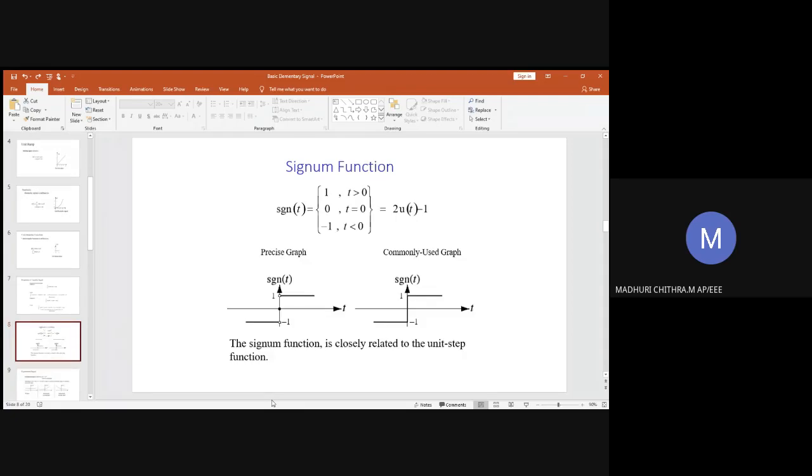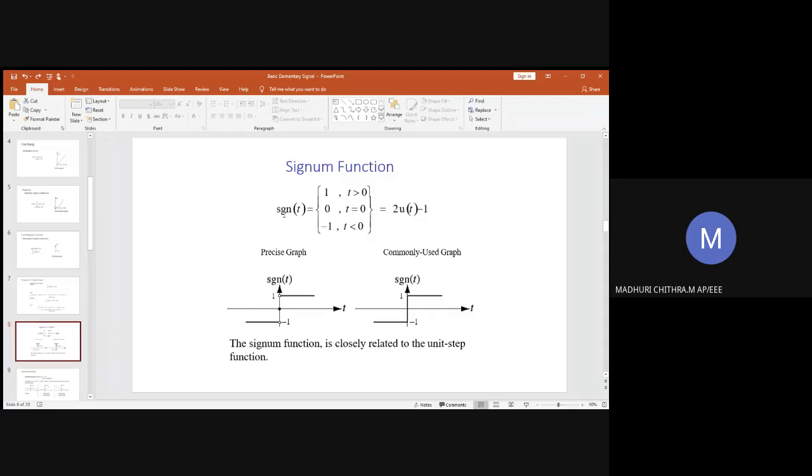Next, it's the signum function. I think it's not important to our subject, I mean the EEE department. It is much more important to the EC department. But you should know the signum function, because for GATE preparation it is very useful. Sometimes one or two marks are asked from the signum function.